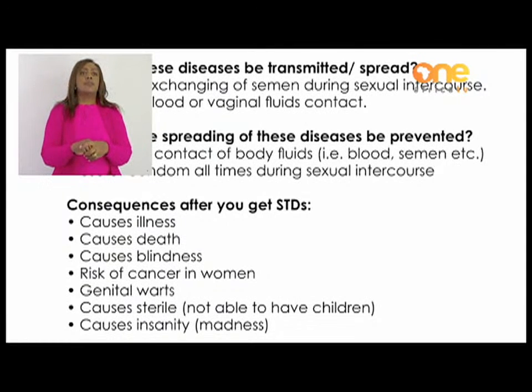Let's now look at how we can prevent the spreading of these diseases. How can the spreading of these diseases be prevented? You can prevent the spreading of these diseases by avoiding contact with body fluids such as blood, semen, vaginal fluids, and many more. Another way of preventing the spread of these diseases is by use of condoms at all times during sexual intercourse, or to make it short, by condomizing.